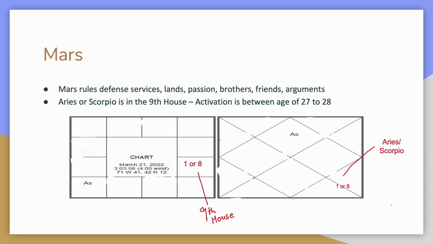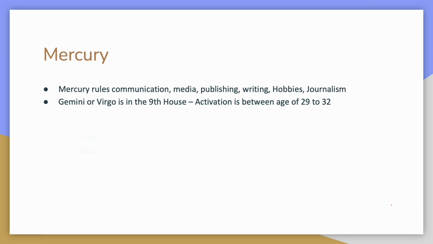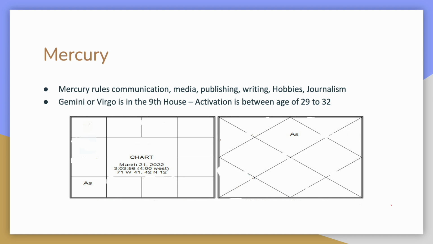Next planet is Mercury. Mercury becomes fully active at the age of 29 till 32. Till 32 means it starts giving full results after the age of 32. It will not bother you anymore in terms of your luck. These activation ages mean that we need to learn to channelize the energy of that particular planet till that age.